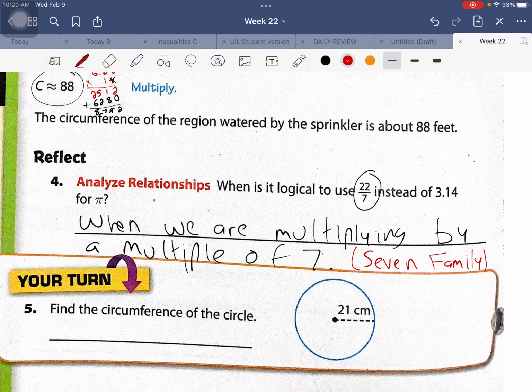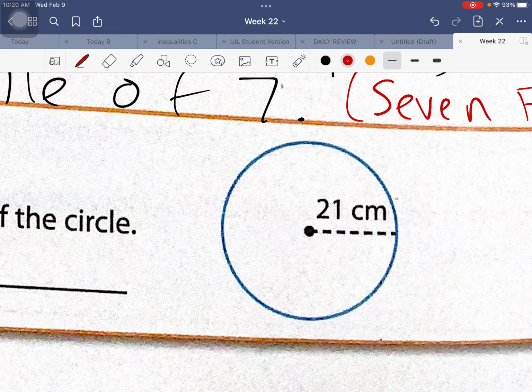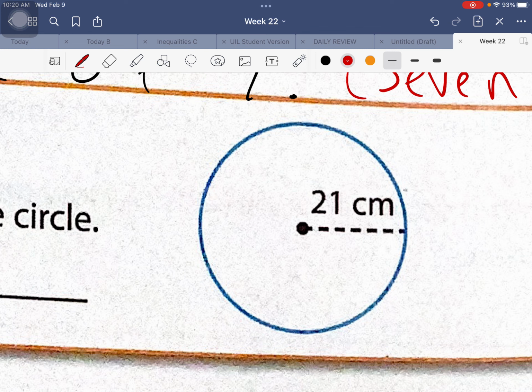Now, what you're going to do is find the circumference for the one in the bottom right there. Find the circumference of the circle. What is the radius that they gave you? What's the radius? Anyone care to take a guess? Alejandro? Maria Jose, what's the radius?